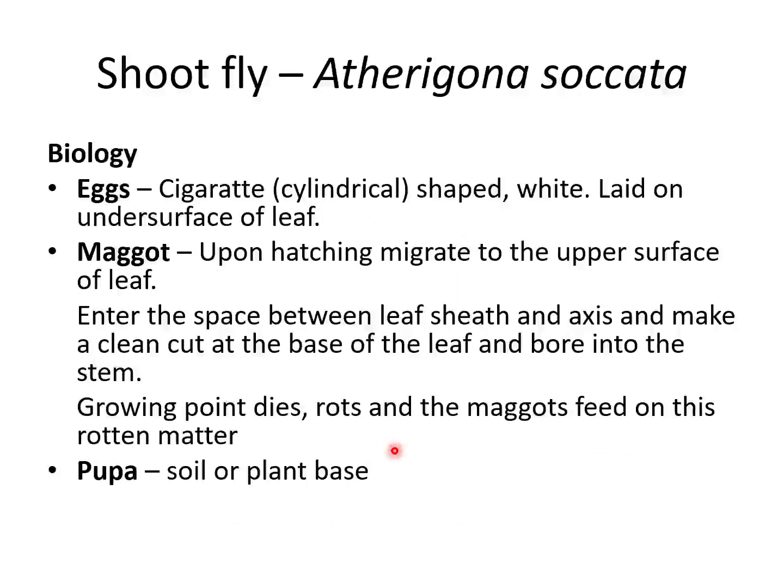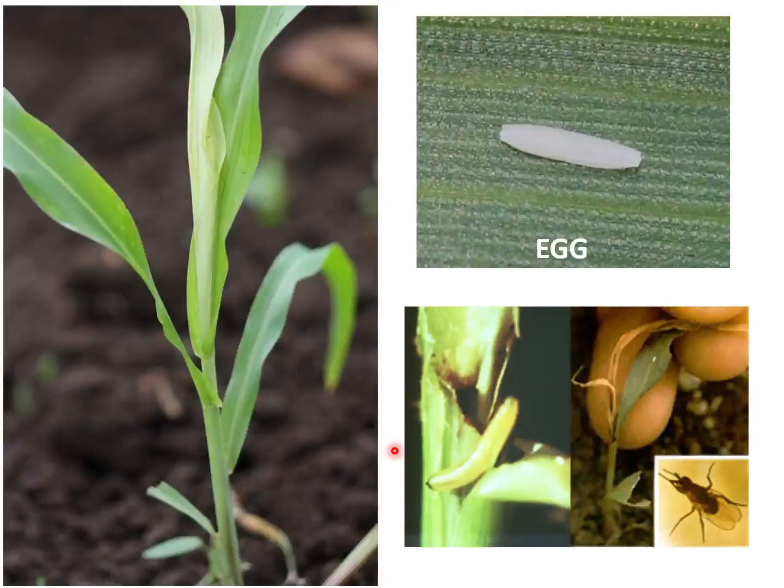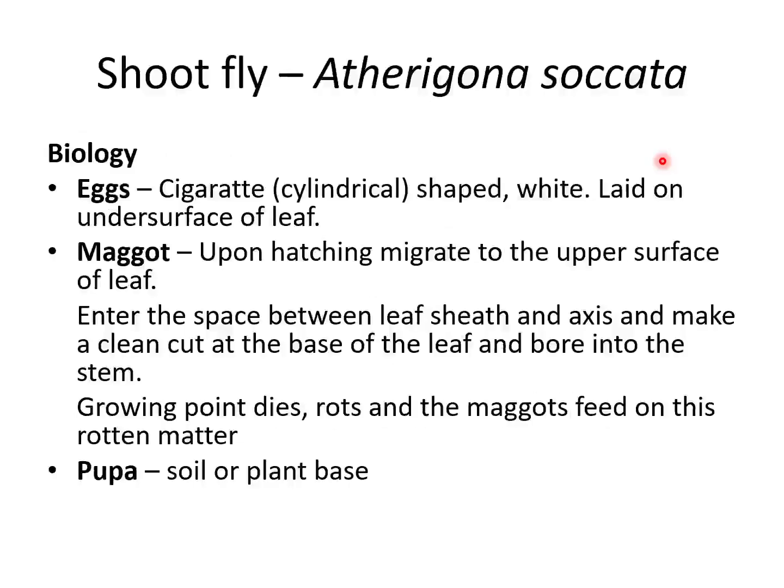So the first major pest in sorghum is the sorghum shoot fly, Atherigona soccata. These flies lay white cigar-shaped, meaning cylindrical, eggs on the under surface of the leaves. You can see the picture of this egg over here. This is a white cigar-shaped or cylindrical egg laid on the under surface of the leaf.